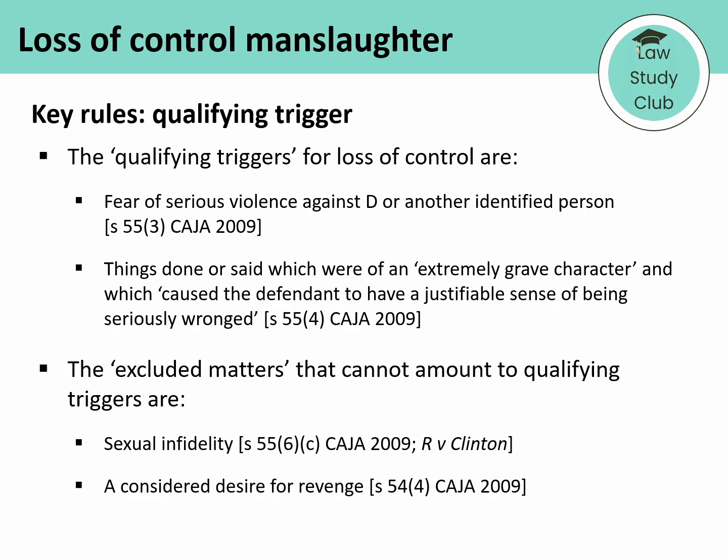But you probably know from R v Clinton, the defence can still be available if there is sexual infidelity, as there was in R v Clinton, but there are also other things done or said that meet the criteria on their own, which in R v Clinton included the victim taunting the defendant about his serious mental health problems.